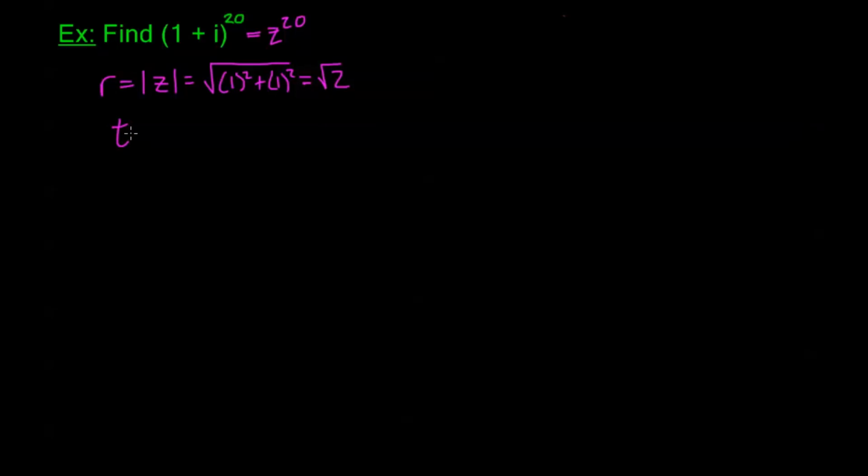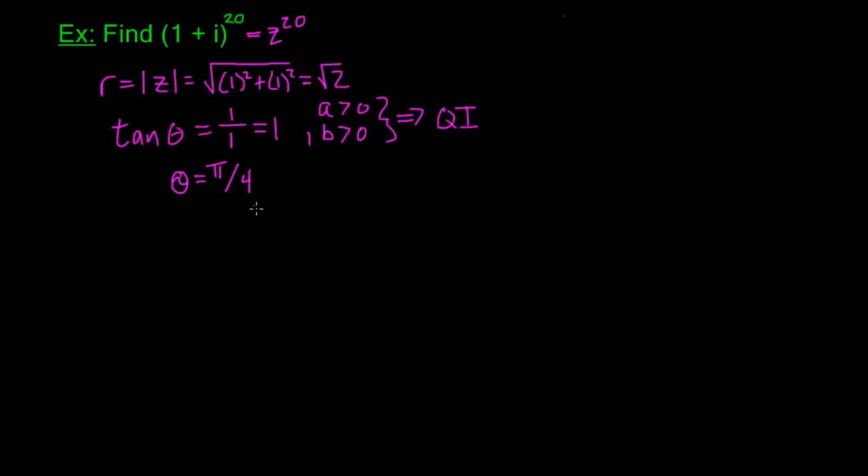And I have that tangent of theta is equal to b over a, which in this case is just 1 over 1. So my tangent theta is 1. Now a is greater than 0, and b is greater than 0, so that means I'm in quadrant 1. So that gives me a theta. I'm looking for a theta where tangent of theta is 1 and theta is in quadrant 1, and we know that theta is pi over 4.